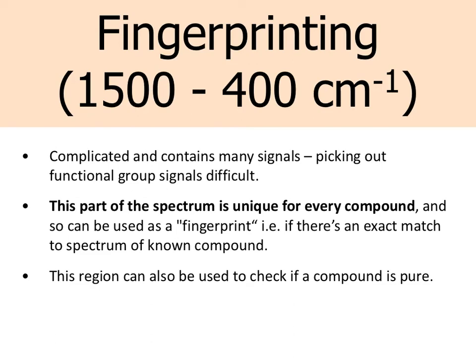It is unique for every compound, so that's why it's got this name fingerprint. You can use it as a way of identifying a compound through whether it has an exact match with something that's already known. And you can also use it to check if a compound is pure. But as far as we're concerned, for A-level, other than understanding that it is a fingerprint region, and that it's unique for every compound, and what we mean by fingerprint region, there is very little that we have to do with that part of the spectra.